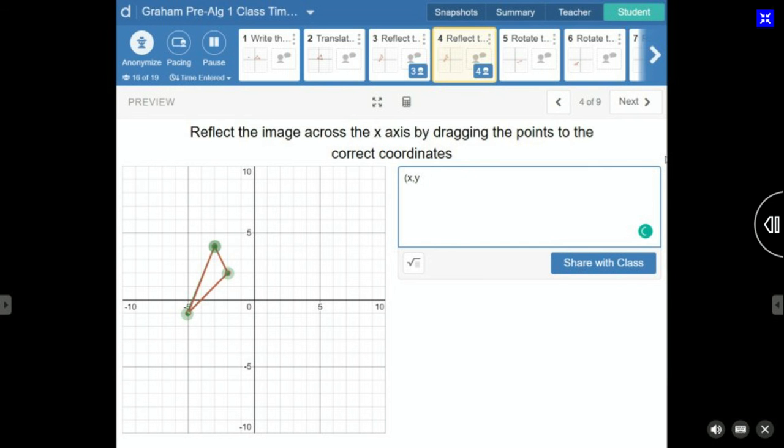If I'm going across the x-axis, x stays the same. So it's x, negative y. This is my x-axis, so if this point is 1 down, it's got to come 1 up. This point is 1, 2, 3, 4 up, so it's got to come 1, 2, 3, 4 down. And I got to go get its matching point there. 2 up, you got to come 2 down.